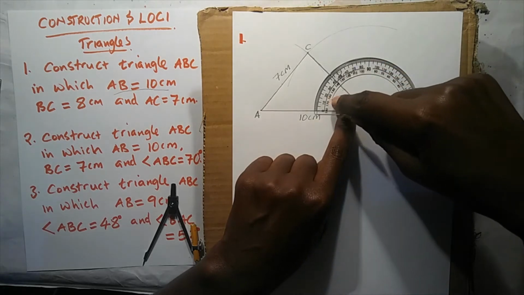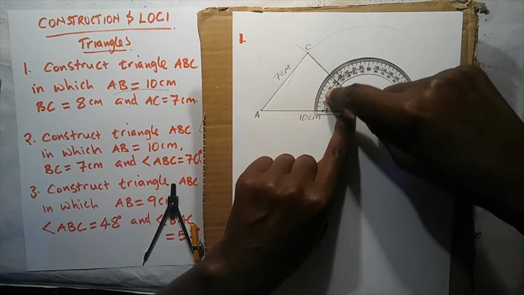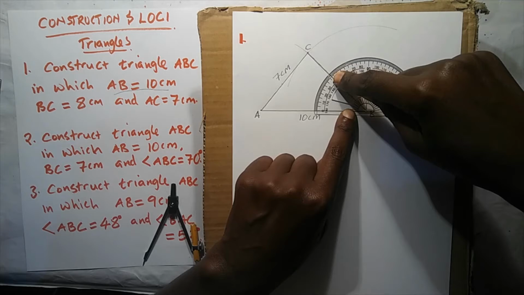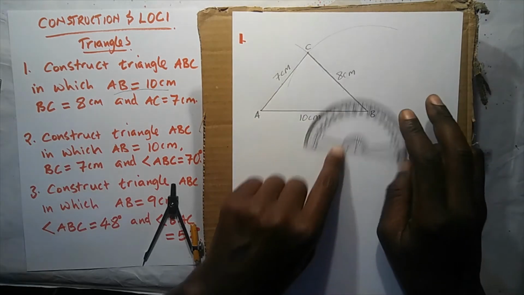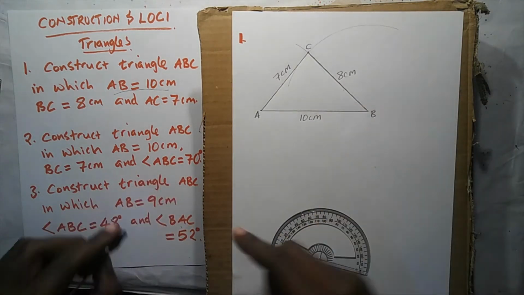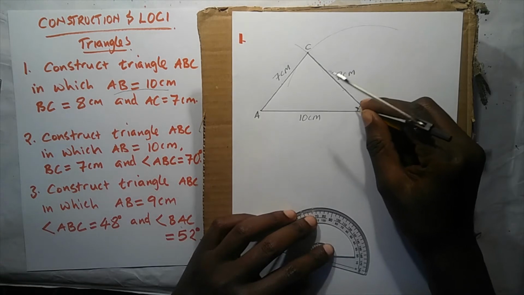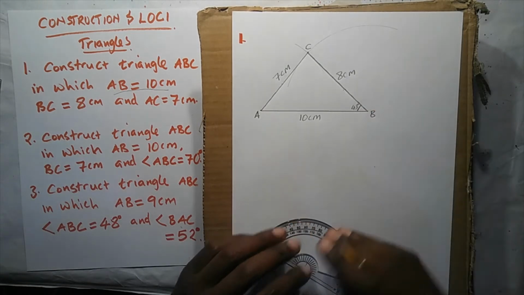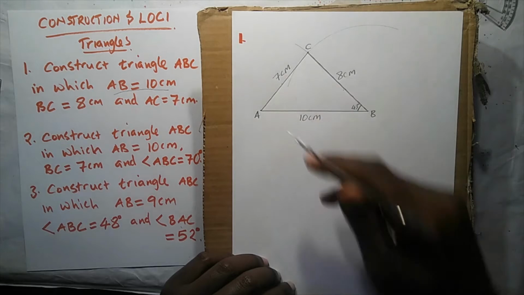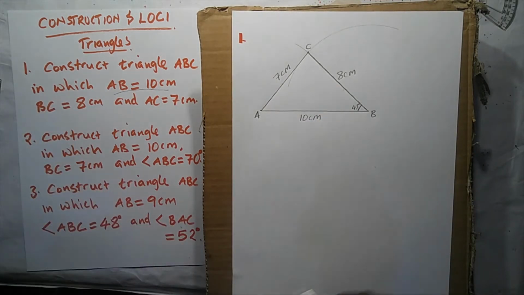And so our angle, for example, here, this angle is about 43 degrees. So our angle here would be 43 degrees, this one here, 43 degrees. Okay, so we've constructed this triangle here, the first one. Now let's go to the second one.